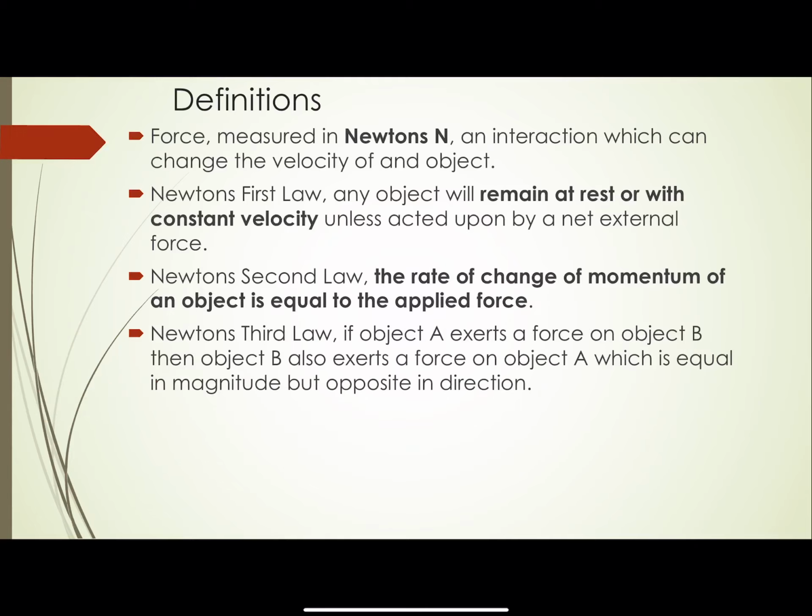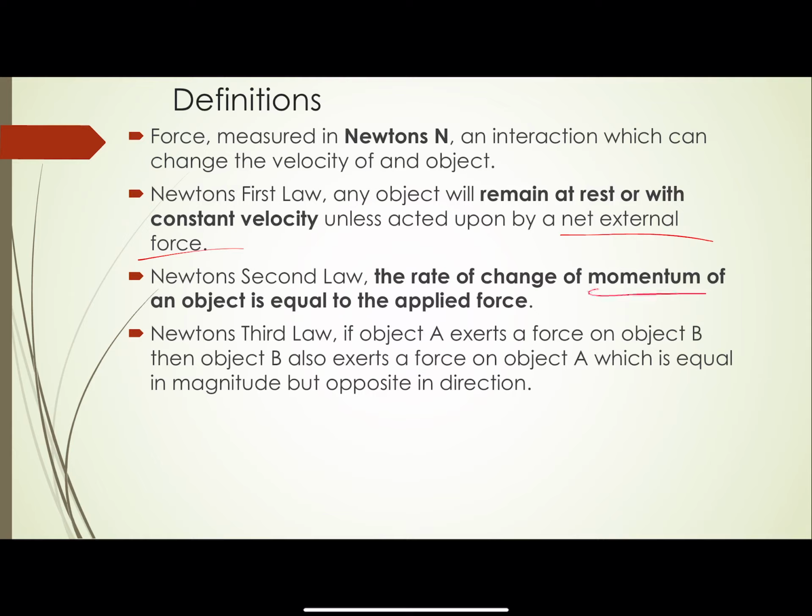So starting with some definitions. Force is measured in newtons. It's an interaction which can change the velocity of an object. Newton's first law, which can come into some of the force questions: any object will remain at rest or with constant velocity unless acted upon by a net external force. And Newton's second law: the rate of change of momentum of an object is equal to the applied force.